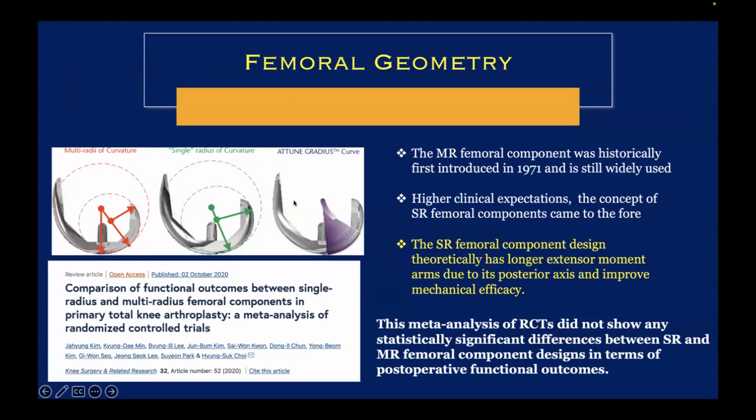The Attune radius curve has a G curve, or a gradually decreasing curve. It is there in the DePuy Attune. The initial reports are promising.